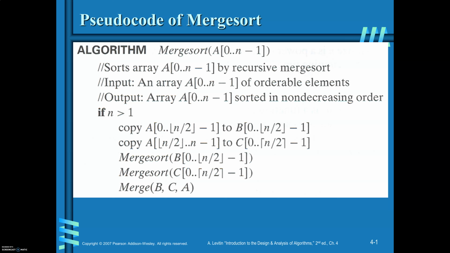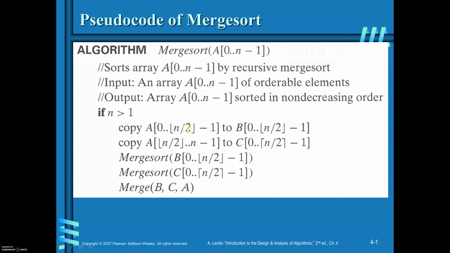This is a pseudocode for dividing the problem into equal halves. Only when n is greater than 1 do you have to apply this merge sort. When n equals 1, there is no need to call the merge sort algorithm because that itself is in sorted order. Now here, when n is greater than 1, copy the first half of the array A onto B.